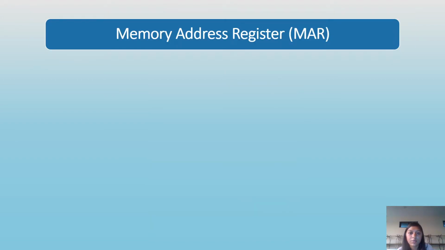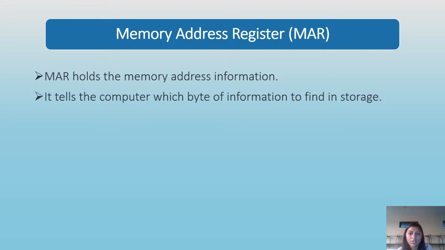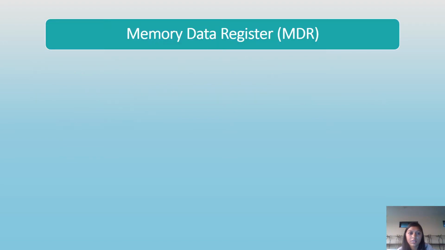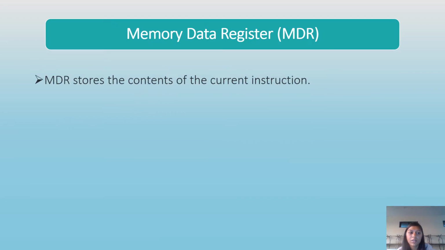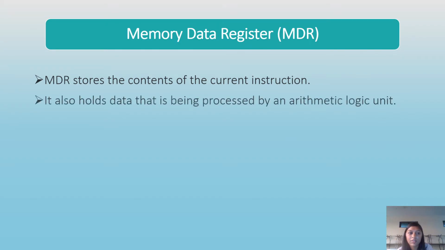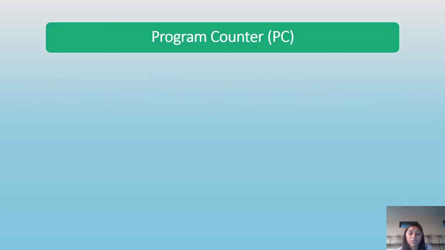The first one is the memory address register. Memory address register is a combinational circuit that holds the memory address information. It tells the computer which byte of information to find in storage. This information is stored temporarily. The next one is the memory data register. Memory data register stores the content of the current instructions while it waits for the data to be transferred from the main memory. It also holds the data that is being processed by an arithmetic logic unit or a floating point arithmetic unit.